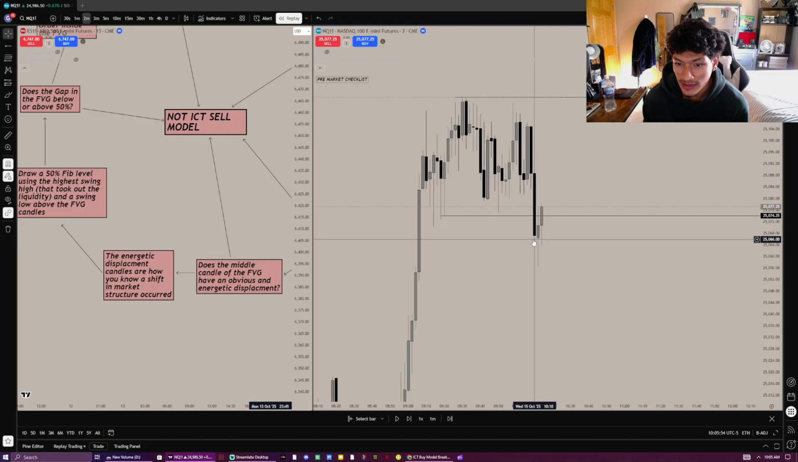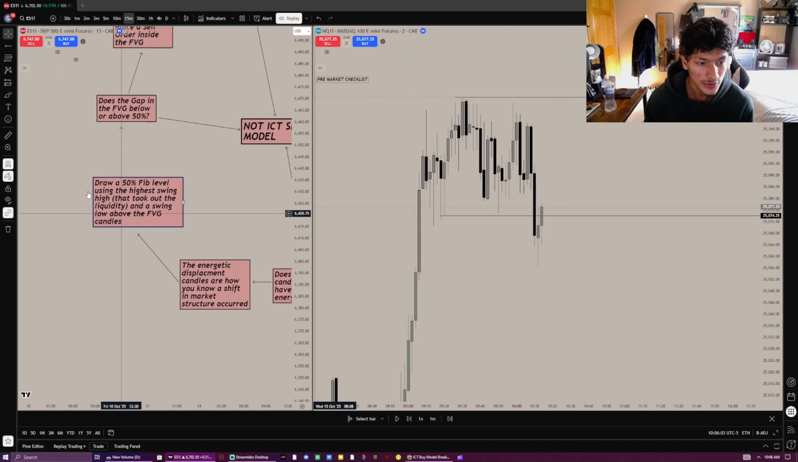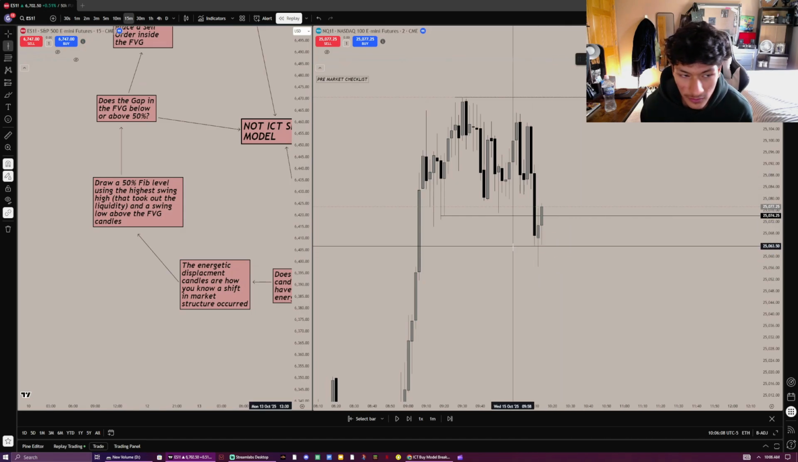This is an engulfment candle. This candle basically takes out all these lows right here, because this candle right here took these highs out, and this takes out all these lows. So it's an energetic displacement. Draw the 50% fib level. Let's do that like we did last time, right? Basically at that swing high.